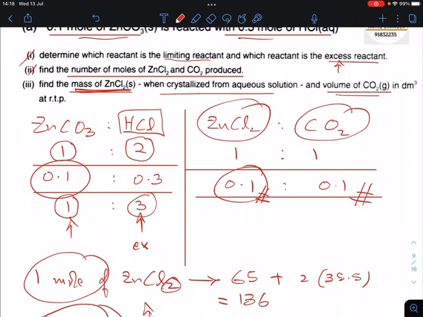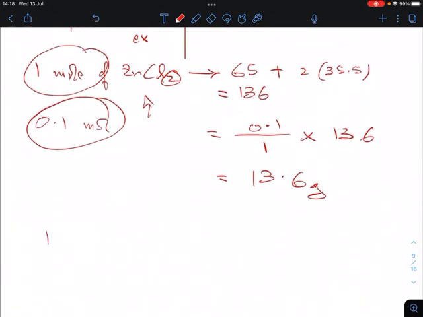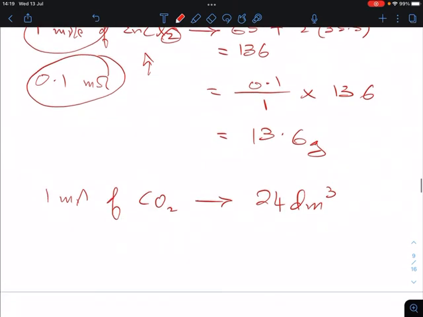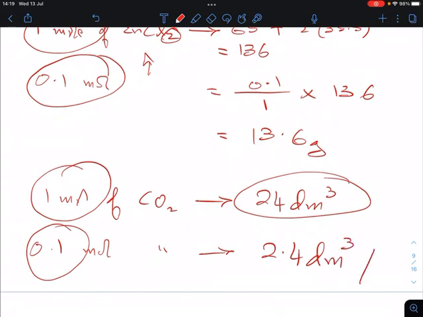We are also required to find the volume of carbon dioxide, and we need to take note that carbon dioxide is in the gaseous state. So for the volume of carbon dioxide in cubic decimeters, 1 mole of carbon dioxide corresponds to 24 cubic decimeters, and we only use up 0.1 mole. That gives you 0.1 divided by 1 multiplied by 24, which is 2.4 cubic decimeters. That is the volume of carbon dioxide produced.